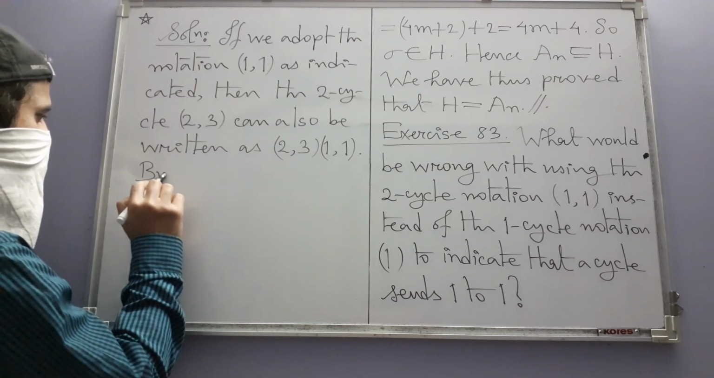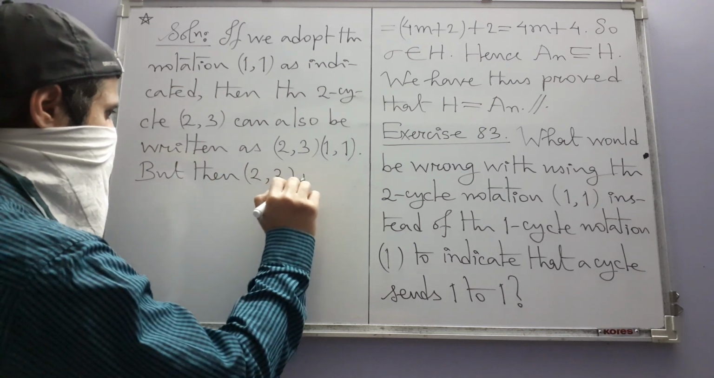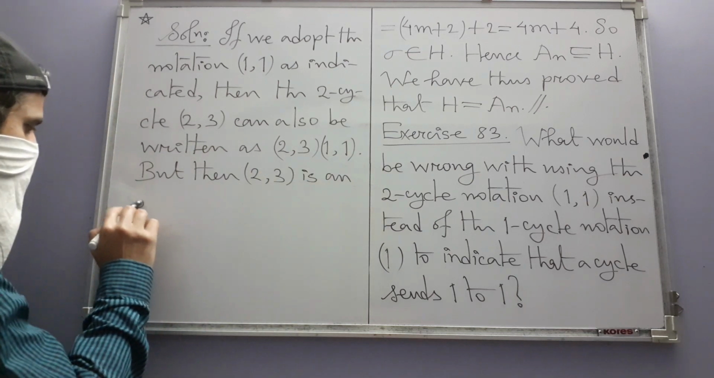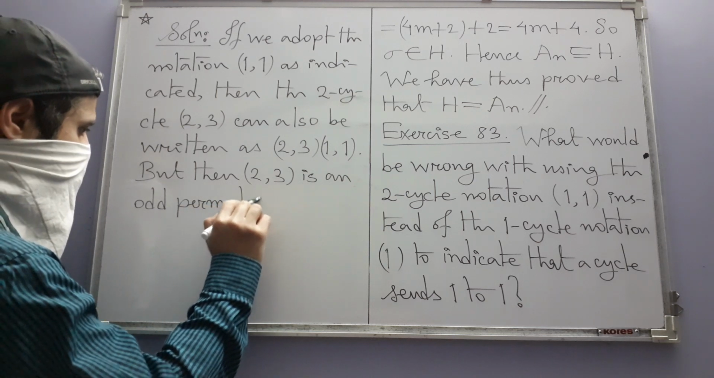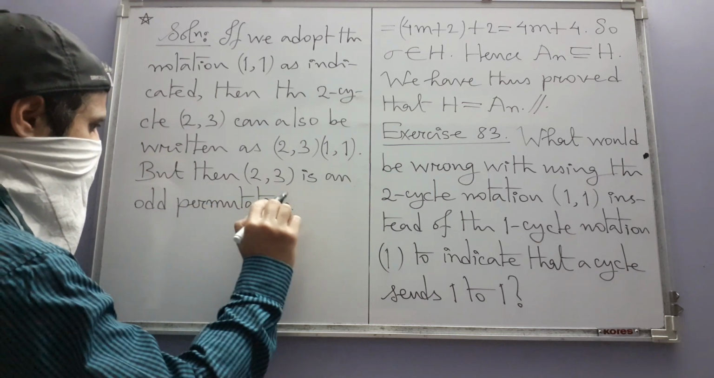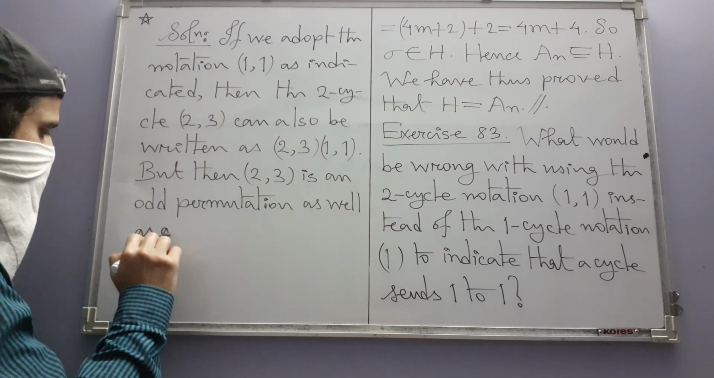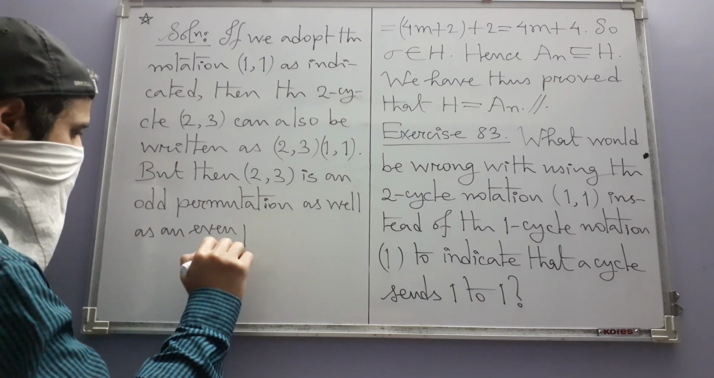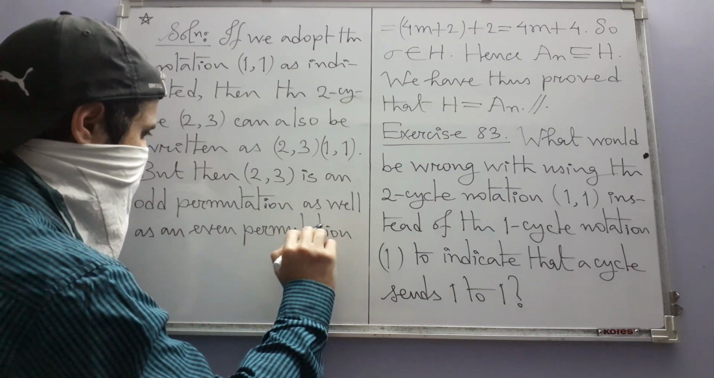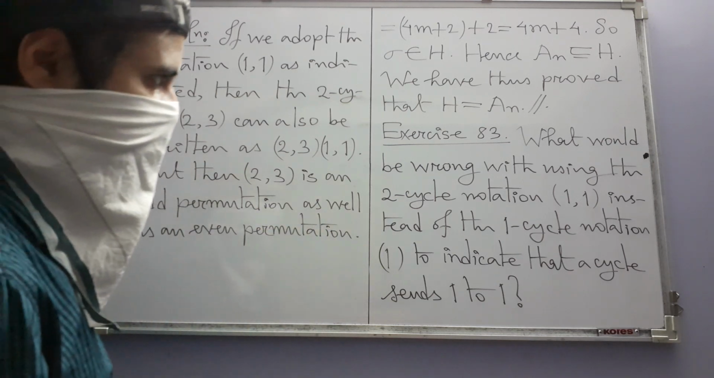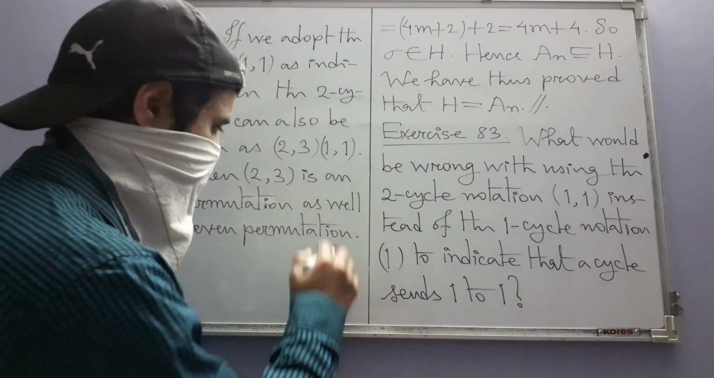But then this is an odd permutation as well as an even permutation. So that is the problem. Our definition of evenness and oddness will just simply collapse.